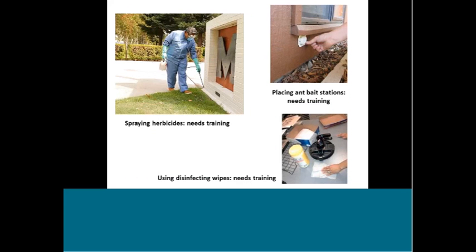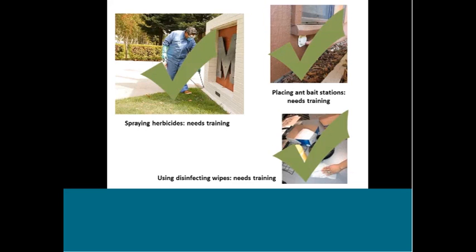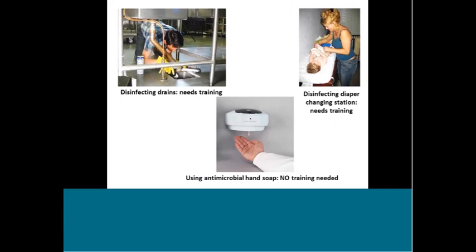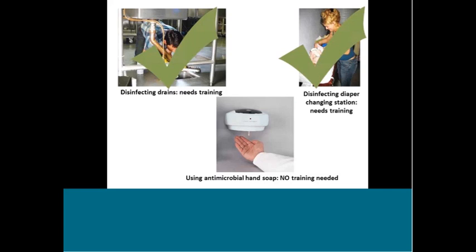Here are some examples of people needing to take the Healthy Schools Act required training. A groundskeeper spraying an herbicide on a lawn. A contracted pest control professional placing ant bait stations outside. And a teacher cleaning desks with disinfecting wipes. A custodian using disinfectant in a drain. A preschool teacher using a disinfectant on a diaper changing station. Someone using antimicrobial hand soap does not need to be trained.